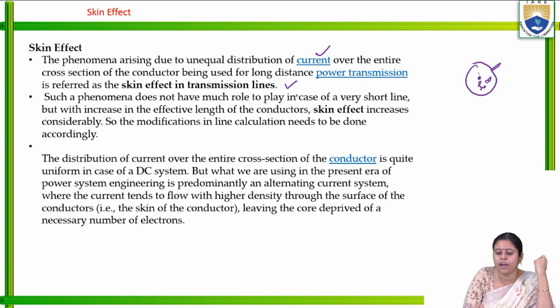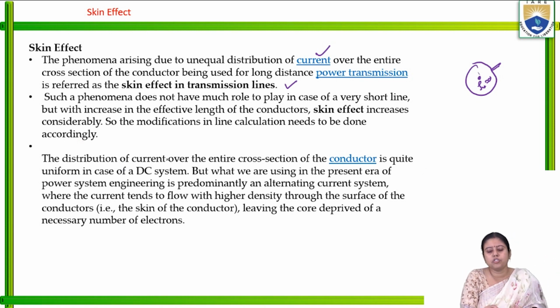Such a phenomenon does not have much role to play in the case of a very short line. If the line is short, there is no effect of the skin effect. But the skin effect increases considerably when the length is for a long line. The distribution of current over the entire cross section of the conductor is quite uniform in the case of a DC system. And what happens due to the skin effect? The total amount of current density at the surface is increased, leaving the core deprived of electrons. It increases the inductance of the conductor.